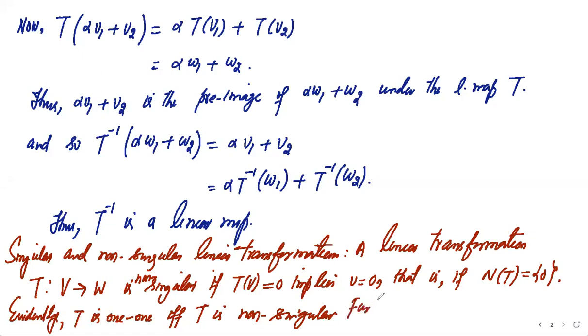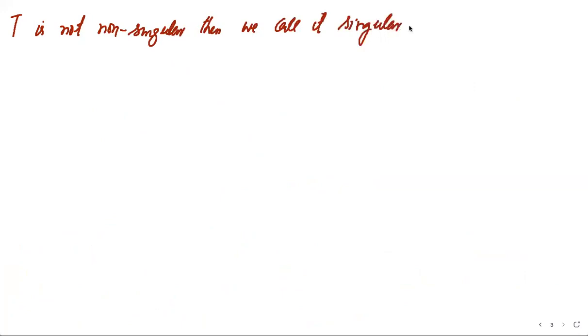So further, if a linear transformation T is not non-singular, then we call it a singular linear transformation. Okay?